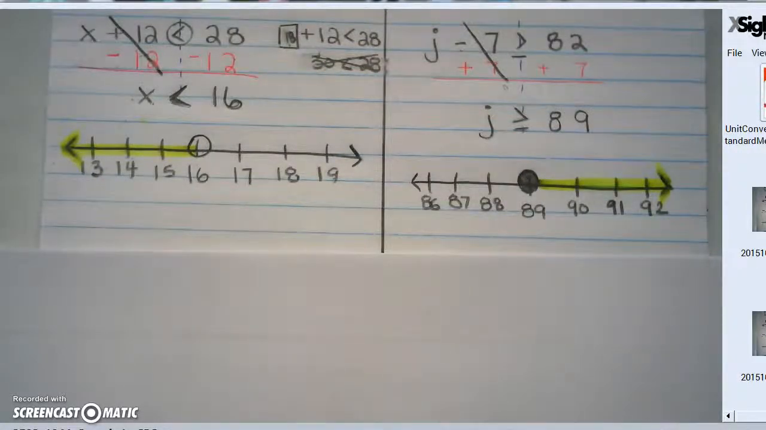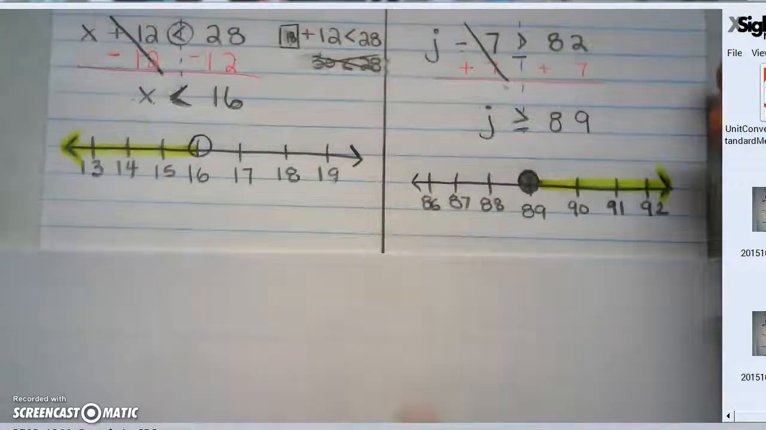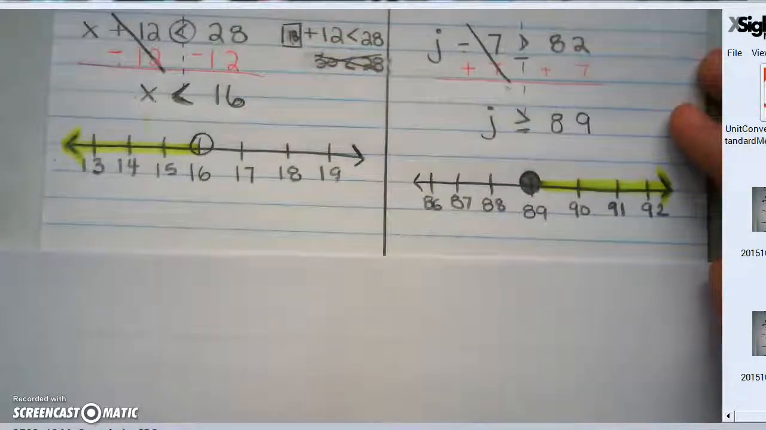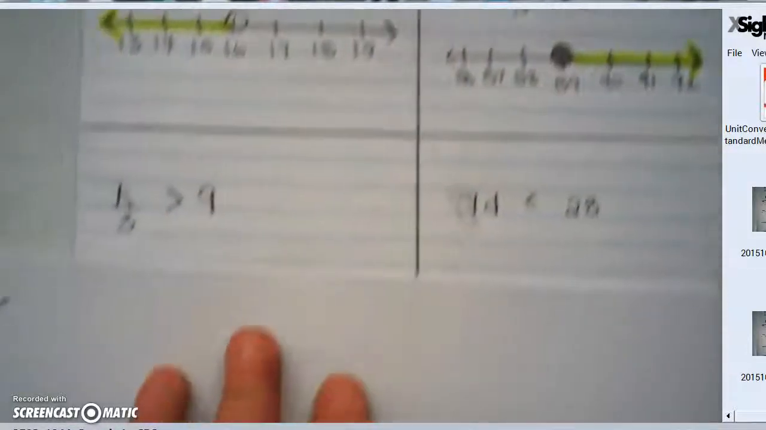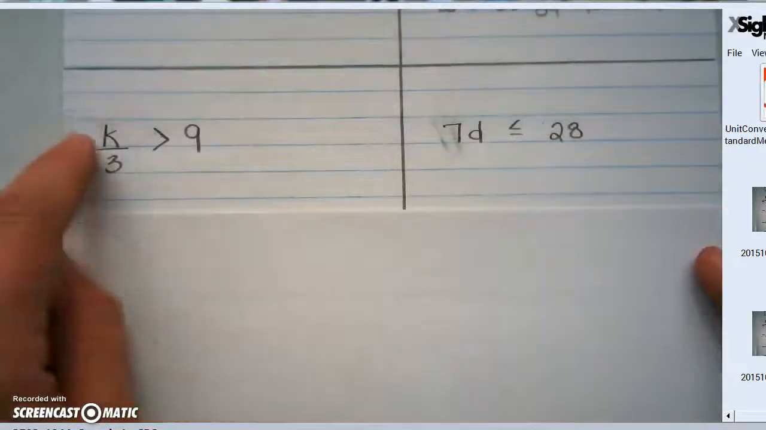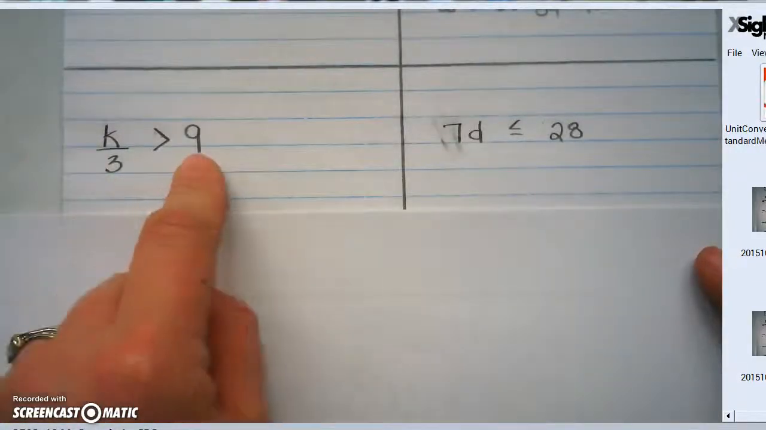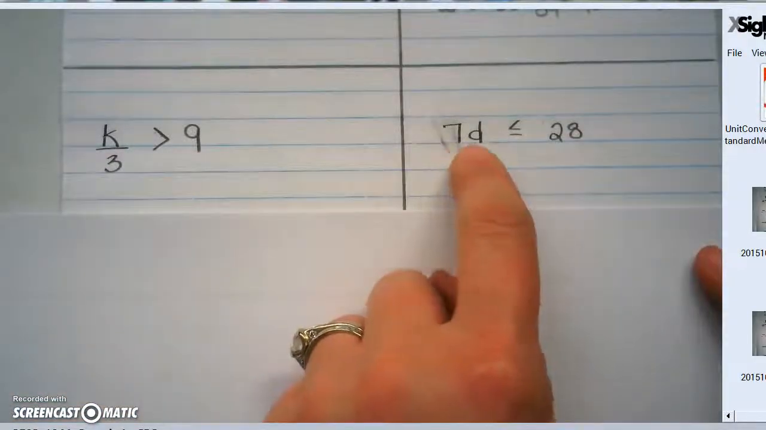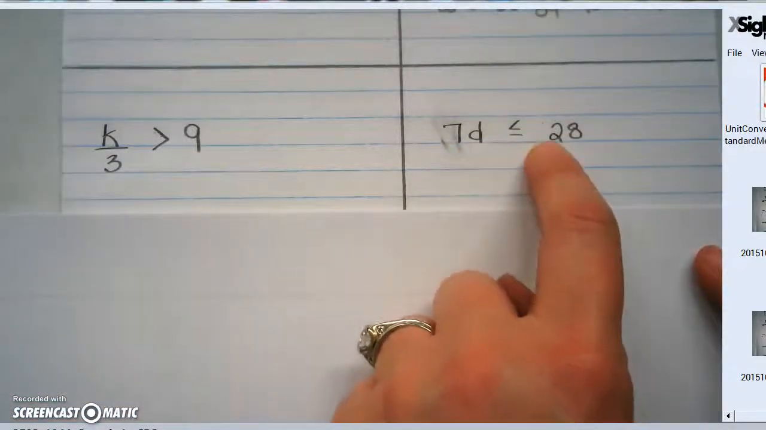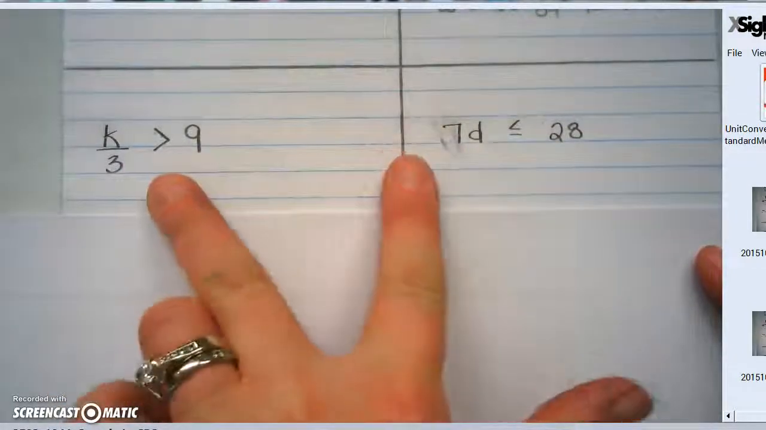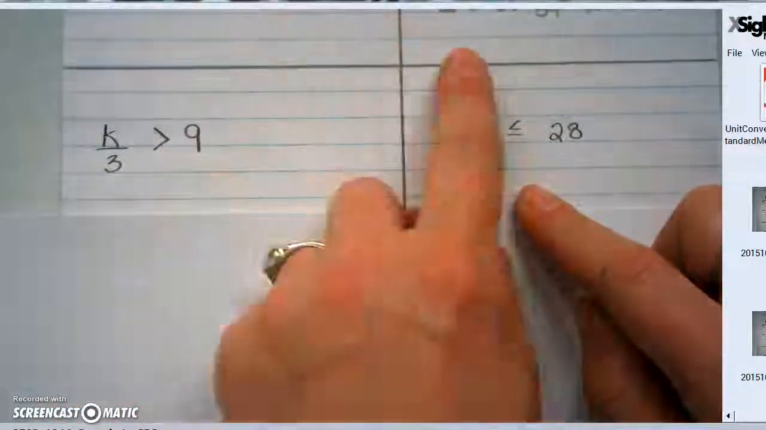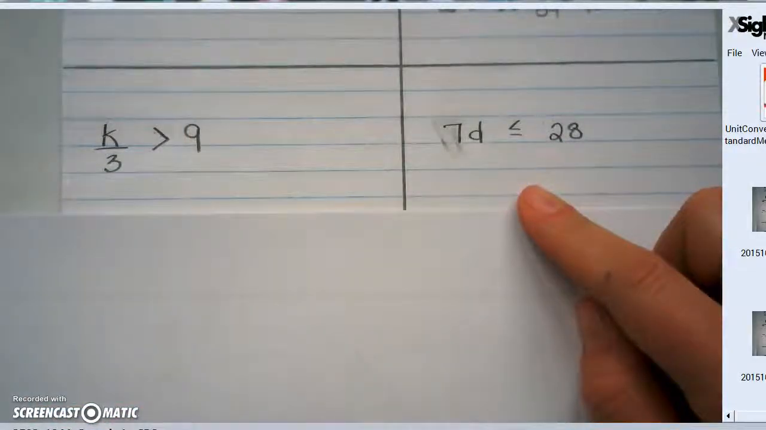Now, I'm about to run out of time as far as what I can record for our video. So here's what I would like you to do. I want you to work on these 2 inequalities. K divided by 3 is greater than 9, and 7 times D is less than or equal to 28. Get a piece of paper and solve those 2 inequalities and graph their 2 solutions on a number line. And then when you feel well enough to come back to school, you bring me those 2 problems.